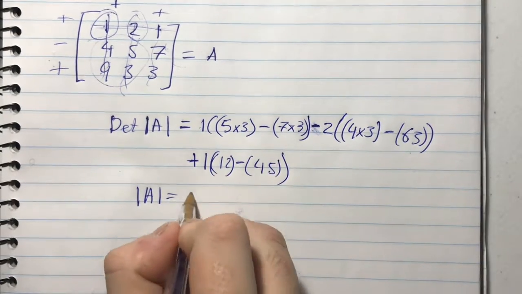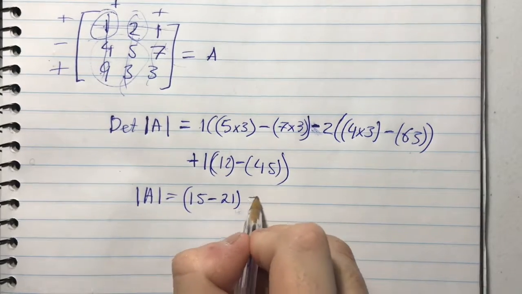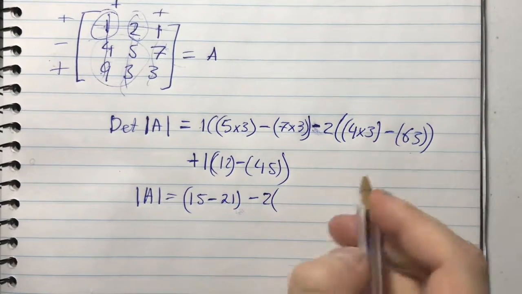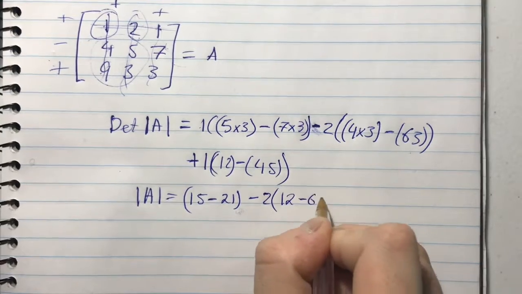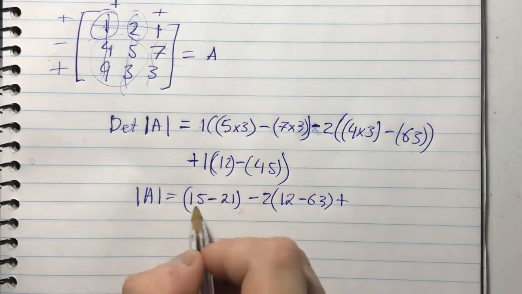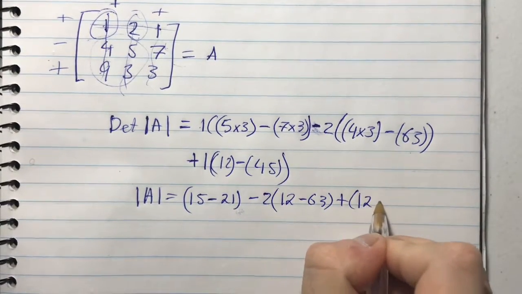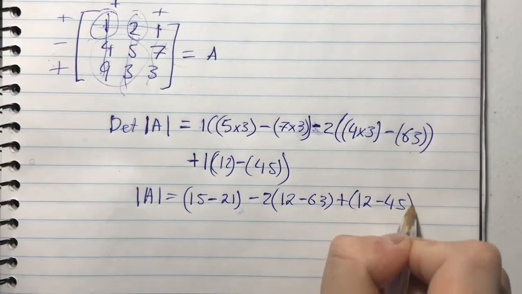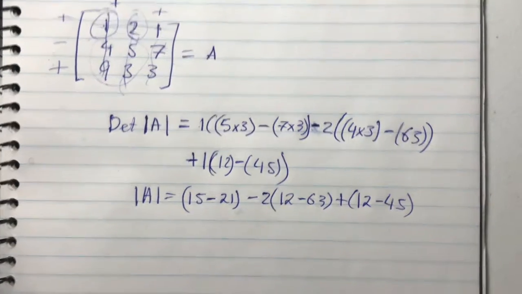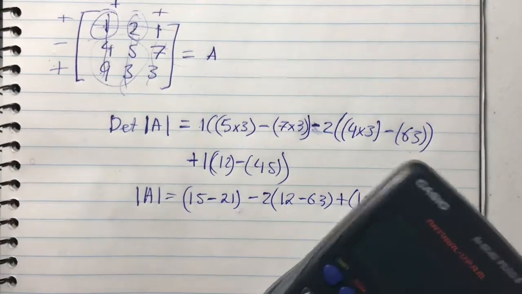And then all you have to do to finish that off, the determinant of A is therefore equal to 15 minus 21, minus 2 times, 12 minus 63. And then that's plus, and there's a 1 here, so it doesn't matter, it's the same as here. So 12 minus 45.